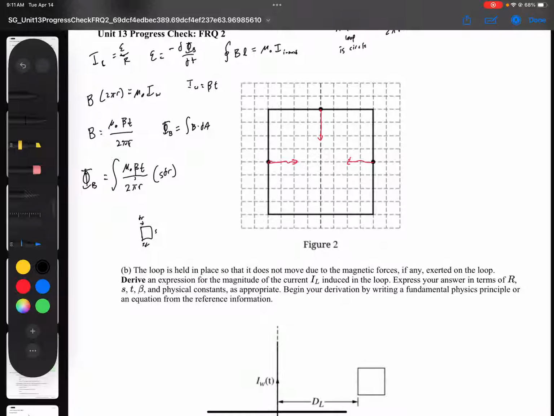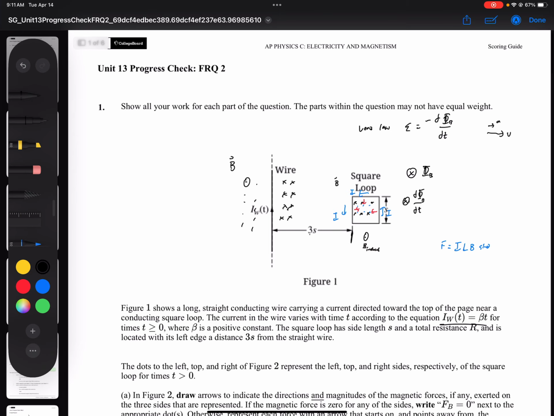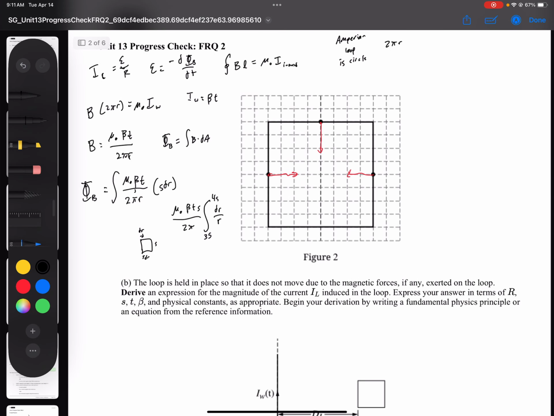S is just a constant, so I'm going to remove all the constants and set up our integral: mu naught times beta t times S over 2 pi times the integral of dr over r from 3s to 4s. We start integrating a distance 3s away, all the way up to 4s, because the side length is just s. Those are my bounds of integration. I end up with mu naught times beta times t times s over 2 pi times the ln of 4 over 3. All right, almost done.